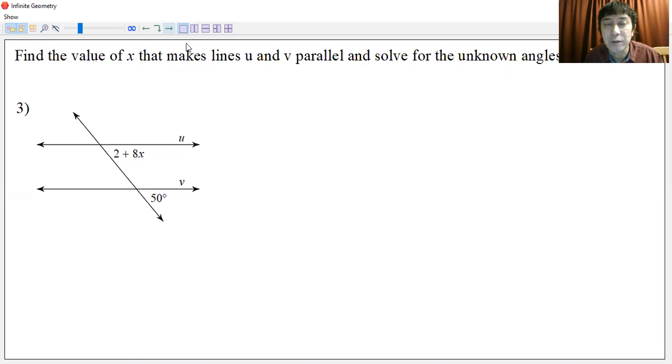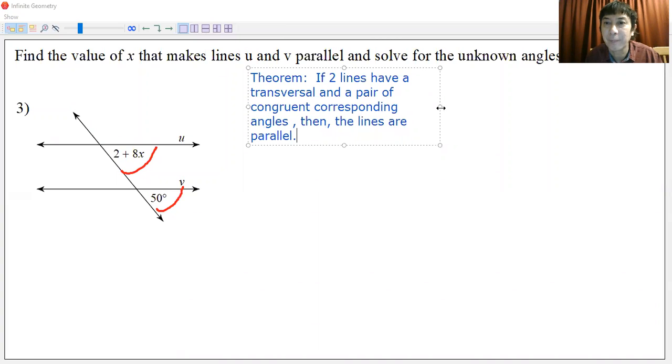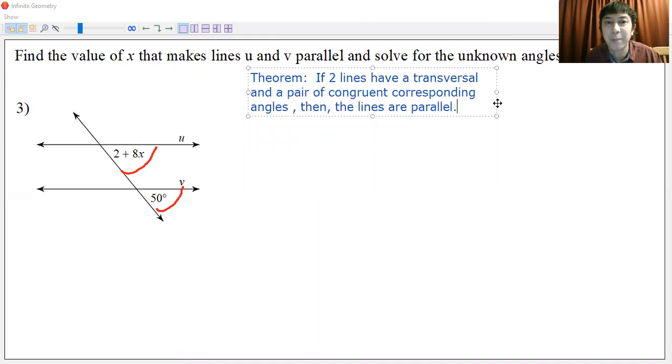Find the value of x that makes lines u and v parallel and solve for the unknown angles. All right. So examine the figure. We still have a corresponding angle pair, and of course we will still apply the same theorem. So we will write the theorem on top there, and we're now going to set up the equation. We're supposed to find x here. We cannot solve it by inspection.